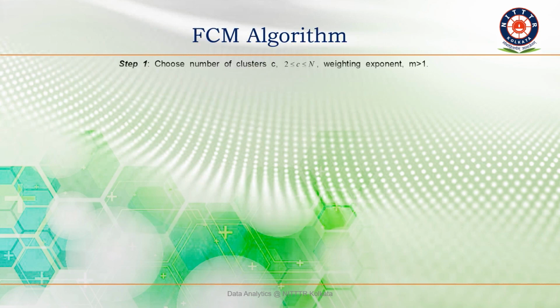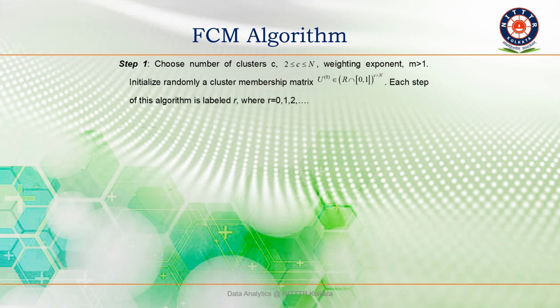To start with the algorithm, step 1, we choose the number of clusters C, from a minimum value to a maximum capital N. The weighting exponent denoted by m is greater than 1. We randomly initialize a cluster membership matrix, which is in the interval of 0 to 1. Each step of this algorithm is labeled R, where R equals 0, 1, 2, and so on; it is an iteration.